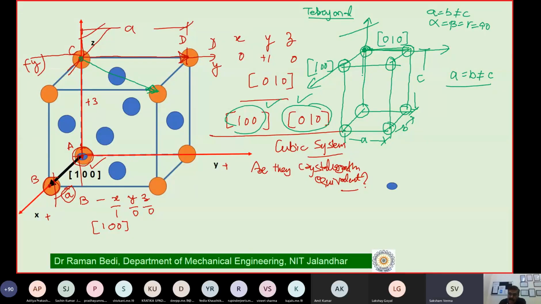But if I take the direction along the C direction, this one, it will not be equivalent. But in a cubic system, even this will be equivalent, because this is also equal to A. This is also equal to A. Is it clear? Yes, sir. Okay. I go to the other question now.